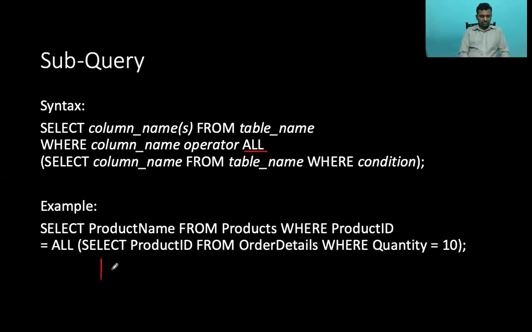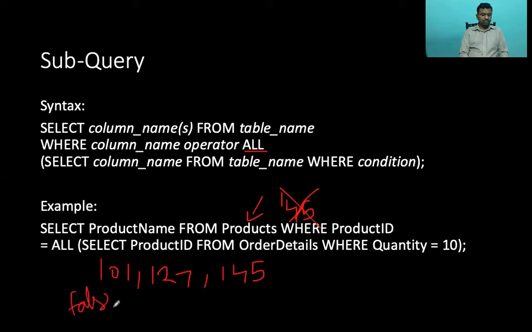For example, if I say 101, and then I say 127, and I say 145. In this case, if 145 is not there, as in the previous example, let me take 145 is not there in my product table, right? 145 is not there in my product table. It'll say 101, yes there, 127, yes there, 145, not there. Then it will provide false. So when it is false, nothing will be printed, right? If any one of these is not matching, then it will print nothing. It will clearly throw false.